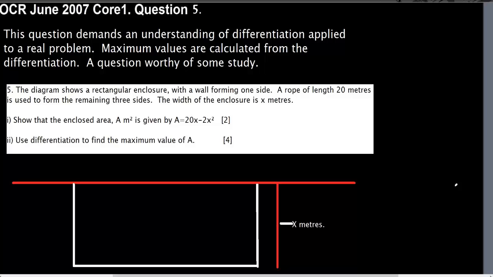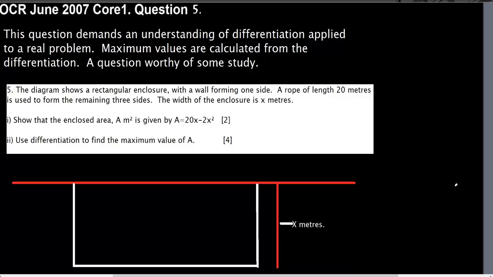The diagram shows a rectangular enclosure with a wall forming one side, the wall in red there. A rope of 20 metres length is used to form the 3 remaining sides, and the width is x metres. So I've marked x on that diagram there. Question: first of all show that the enclosed area is given by A equals 20x minus 2x squared. And secondly, for 4 marks, we have to use differentiation to find the maximum value of A, the maximum value of the area, that is.